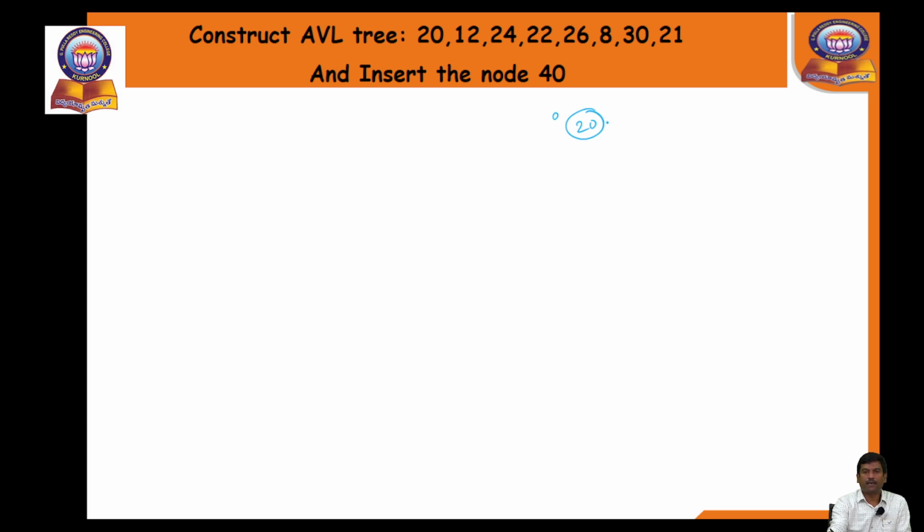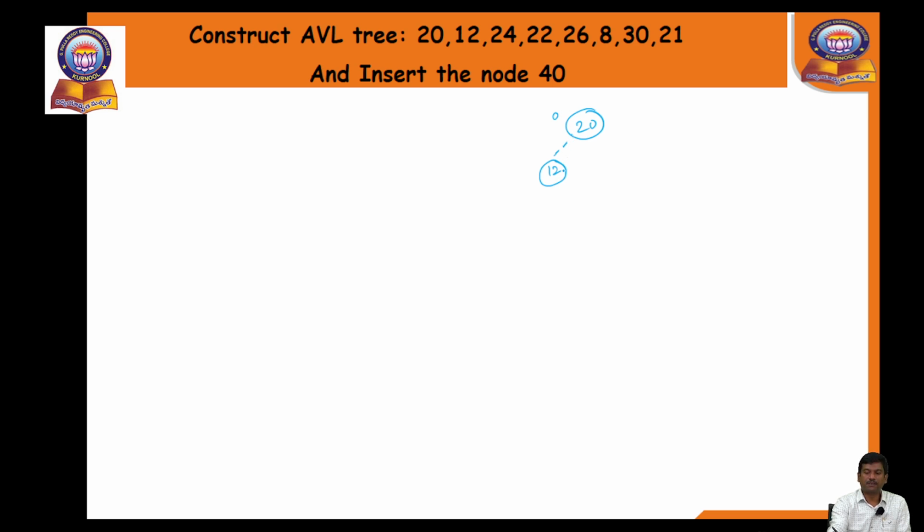And when you are adding the next node, that is 12, the AVL tree should satisfy the property of the binary search tree. So where does this 12 have to be placed? 12 has to be placed as the left child of node 20.